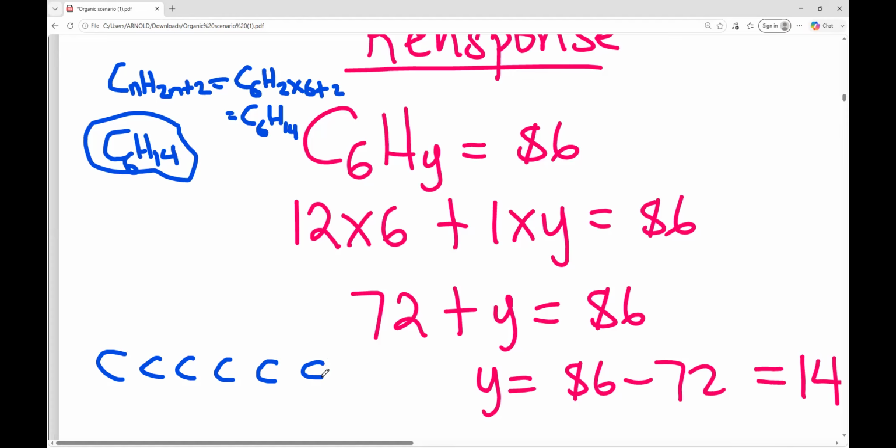Those are three, four, five, six. So those are my carbons, each with four bonds.